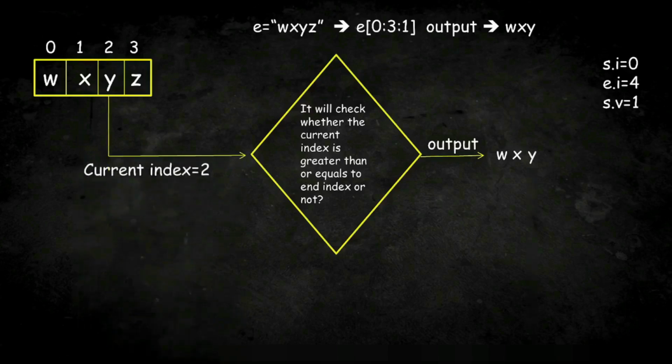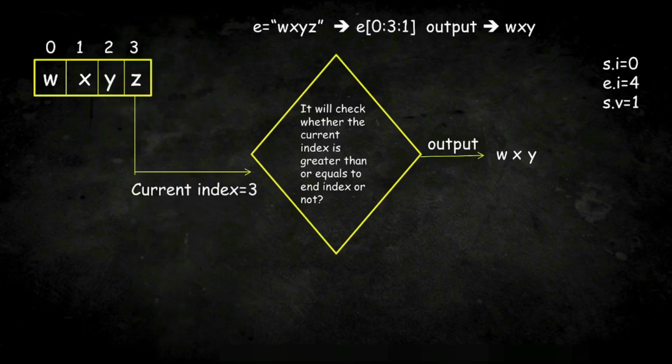Then again the step value, that is 1, will be added to the current index, and now the updated value of the current index is 2, which is less than the end index, so it will also go to the output. Now at this time our current index will be 3, which is equal to the end index. So the character present at index 3, that is z, will not go to the output, and the slicing will be terminated.